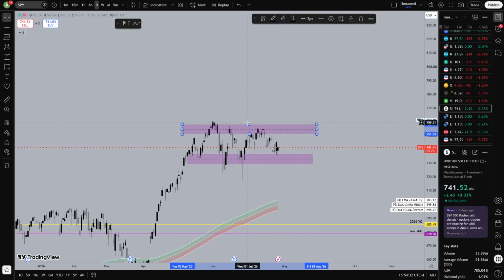Right, it doesn't have to be perfect. Just give yourself a comfortable zone, right? I'll just include the high in anyway. Just give yourself a comfortable zone that you can work with.